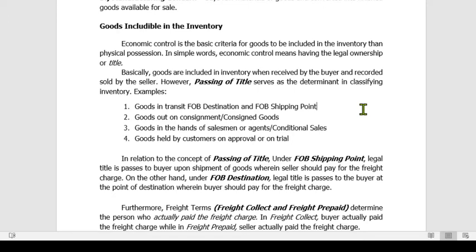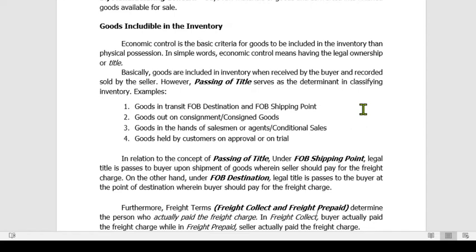Next, the goods in the hands of a salesman or agent or conditional sales. Dapat ba yan ay part pa ng inventory mo or dapat ay hindi na? Next, the goods held by customers on approval or on trial. Dapat ba kapag yan ay on trial, is it part of your inventory or hindi na dapat? Dapat ba ini-expense na yung mga goods na ginagamit on trial? Yung mga nasa mga test, ganon.